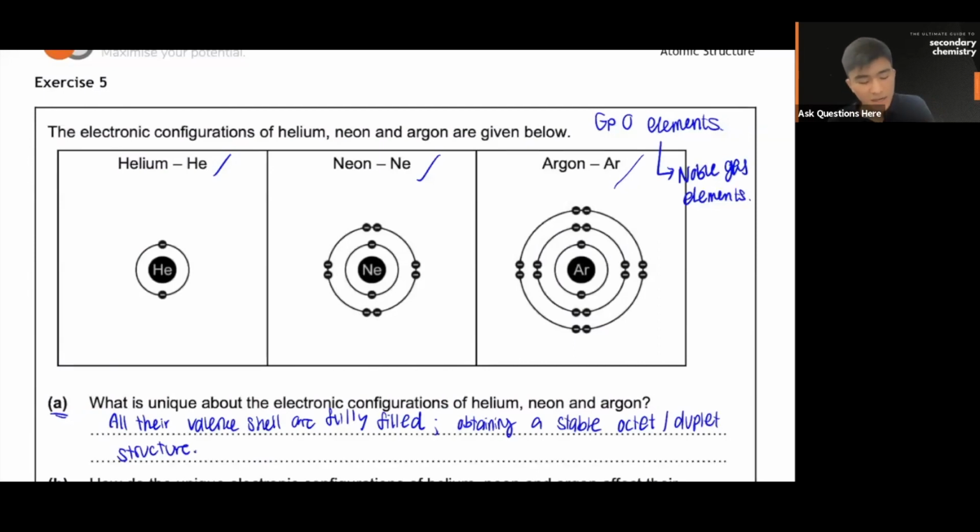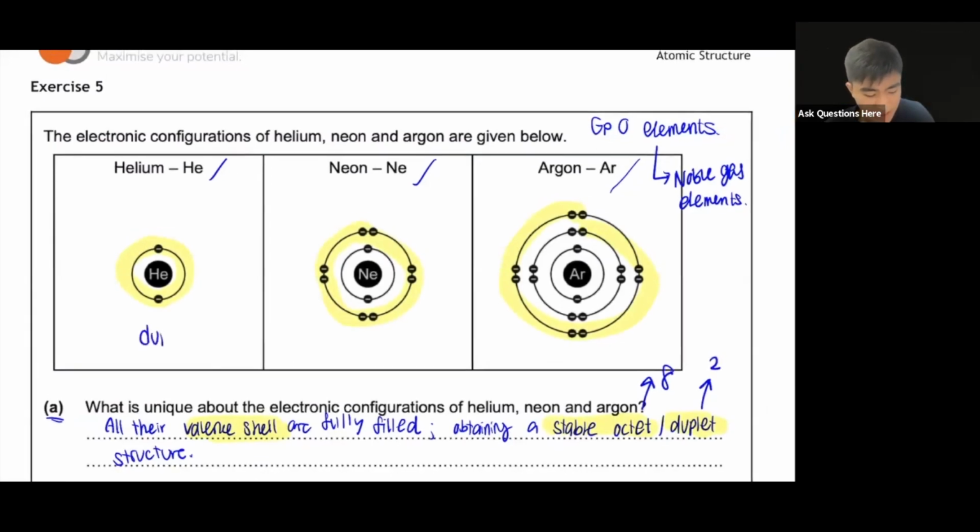Now, there are terms that I want to introduce to you. It's a valence shell, the outermost shell. This one, and this one, these are all their outermost shell. They obtain a stable octet or duplet structure. Octet structure means 8. Duplet means 2. So helium has a duplet structure because it has 2 electrons in the outermost shell. But neon and argon have an octet structure, because they have 8 electrons in the outermost shell. So this is the part A answer. All their valence shells are fully filled, obtaining a stable electronic structure.